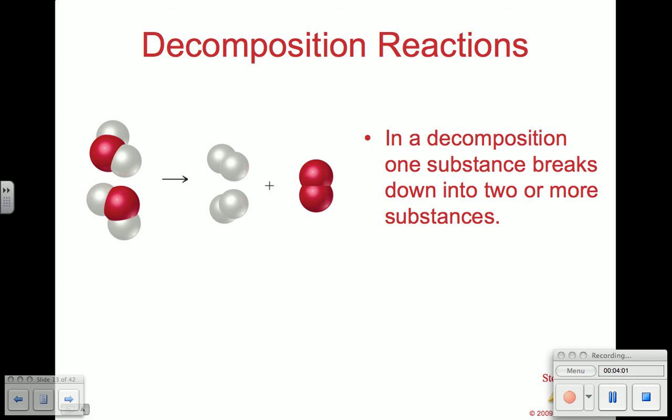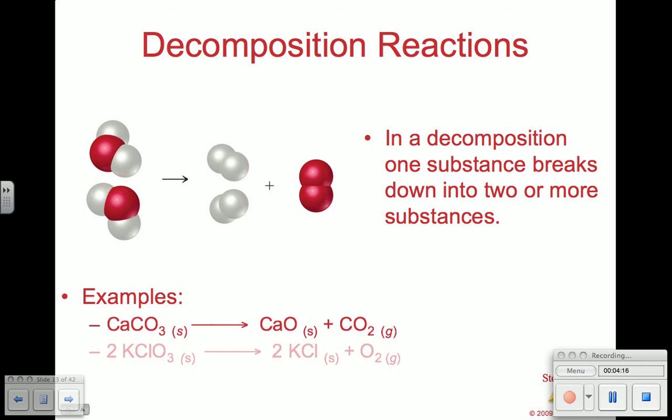Then decomposition, you take more complex compounds and break them down into less complex things. So the definition there being one substance breaks down into two or more substances. And we'll look at a couple examples. The example here, at least in the first image, is of water being decomposed into oxygen gas and hydrogen gas separately. But there's a variety of compounds or reactions that we do that are decomposition reactions.